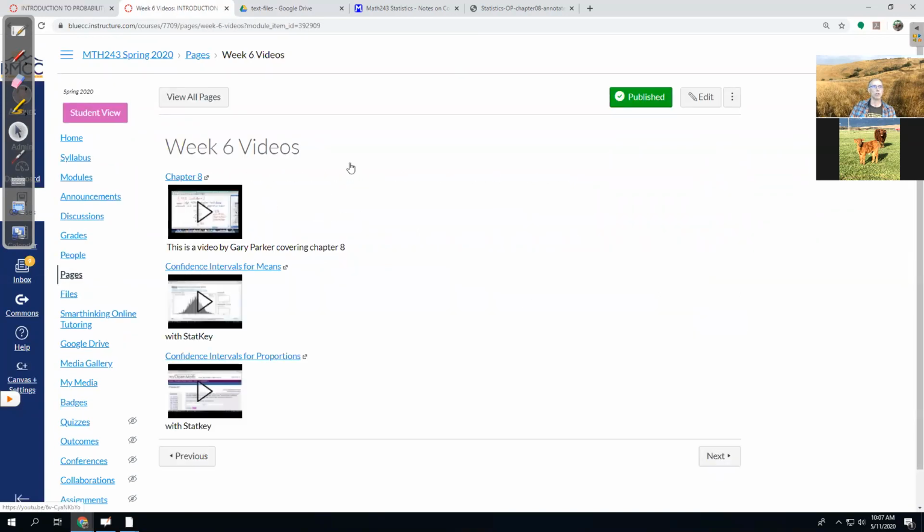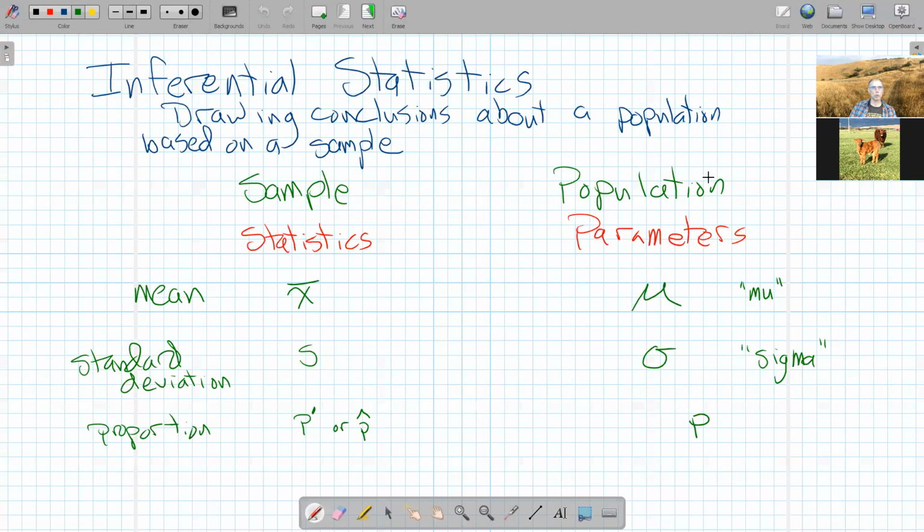All right, so notebook, what are we doing? We are now jumping into a branch of statistics called inferential statistics. Inferential statistics is where we try to draw conclusions about a population based on a sample. Some things we covered back in chapter 1: we have populations, which are hard to get a hold of, so we use samples to try and figure out what's going on with populations.